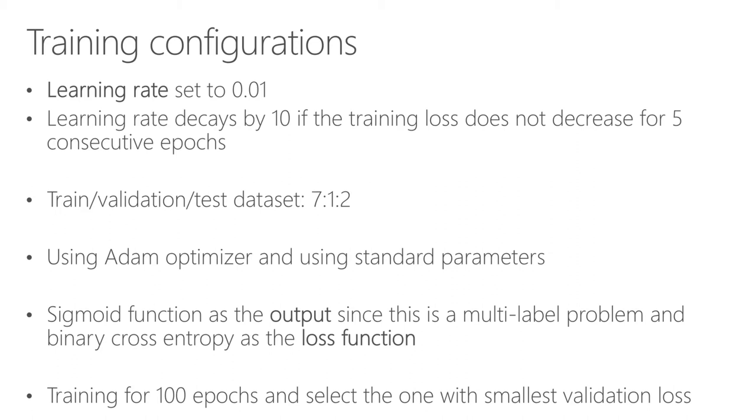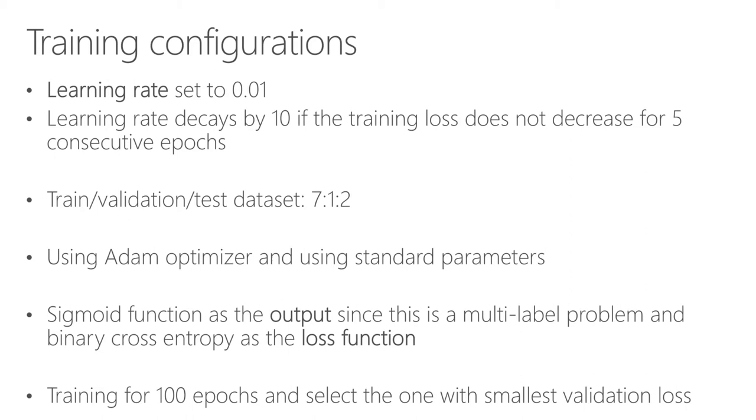Awesome. Tell us about the sigmoid function. So if you think about all the diseases, some of the diseases can coexist. For example, you probably have pneumonia as well as nodules, those kinds of things, right? So in that case, it's not a single label problem. It's actually a multi-label problem, meaning that each image could have multiple labels. In that case, we are using sigmoid because that's the standard for multi-label classification problems.